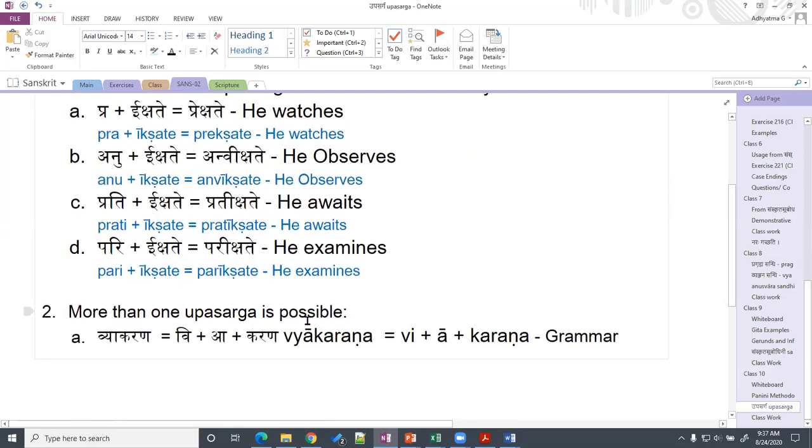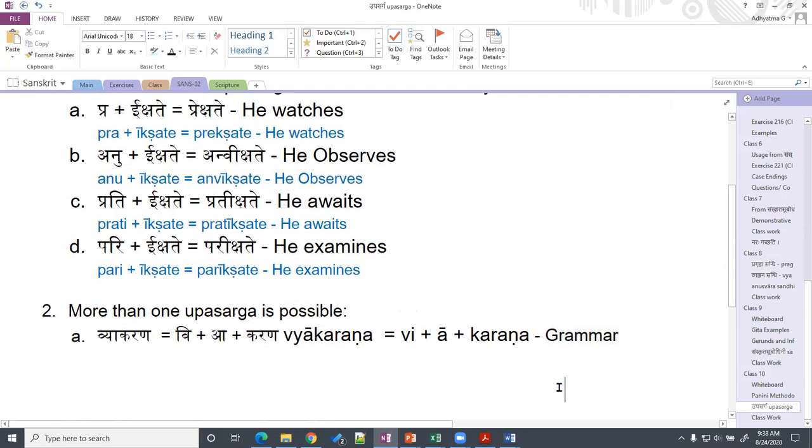More than one upasarga is possible. So this is a very famous word, vyakarana. V plus A plus karana, vyakarana. It is the word for grammar. The word we are studying is vyakarana. It literally means to take apart in a special manner. That's what the word meaning would literally be.